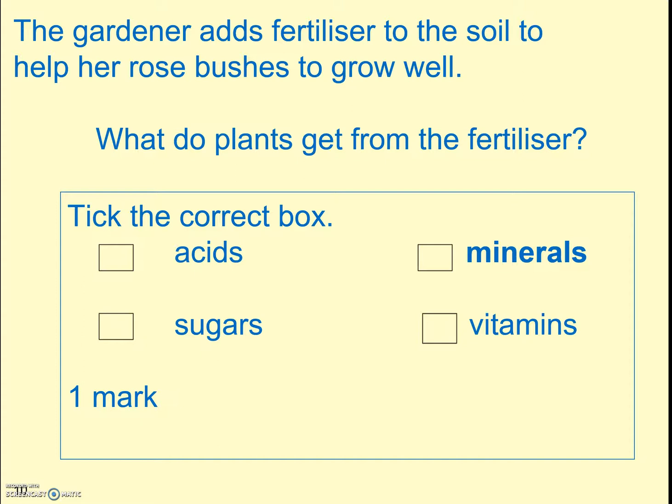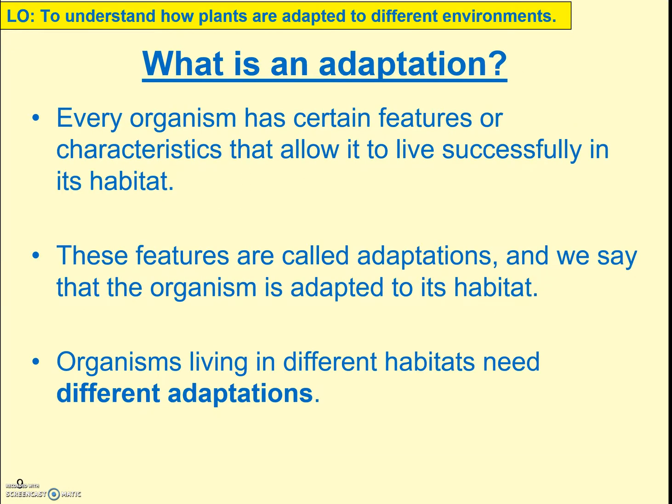Some of you may have thought it would have been vitamins. Minerals include potassium, nitrogen, and phosphorus. Vitamins are organic substances. They are obtained from animal plants. Minerals, however, are inorganic substances. So, what is an adaptation? Every organism has certain features or characteristics that allow it to live successfully in its habitat. These features are called adaptations, and we say that the organism is adapted to its habitat.